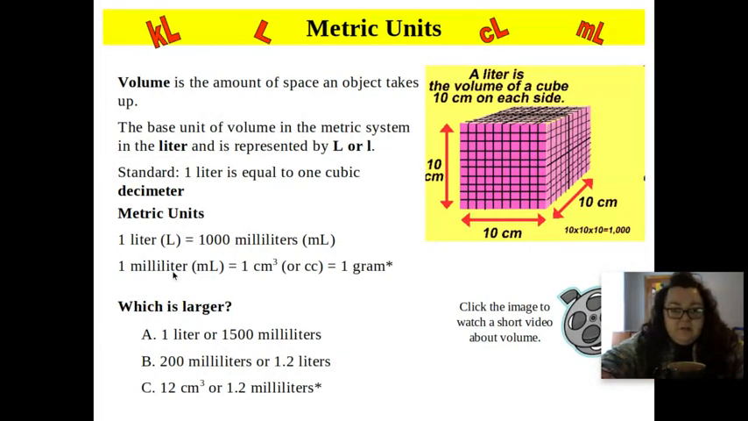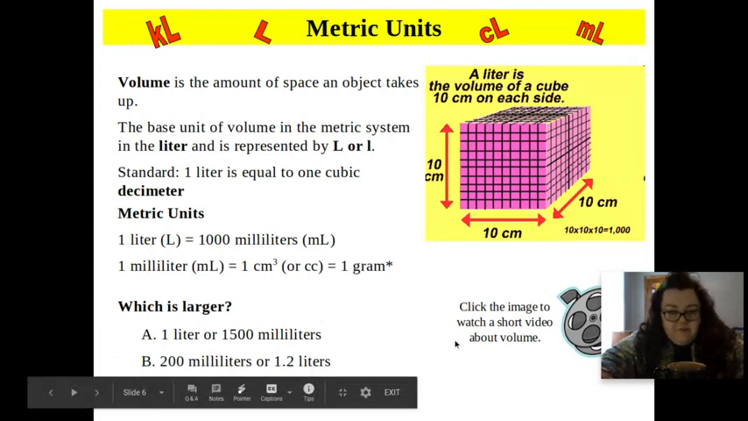So 1 milliliter, which is what we would use for liquids, is going to be exactly equal to 1 centimeter cubed or cubic centimeter. So 1 liter equals 1,000 milliliters and 1 milliliter equals 1 centimeter cubed is going to be your main thing that you need to know for metric volume units.